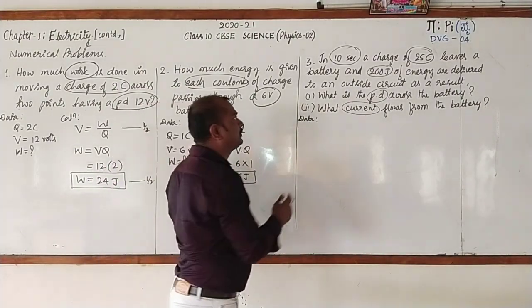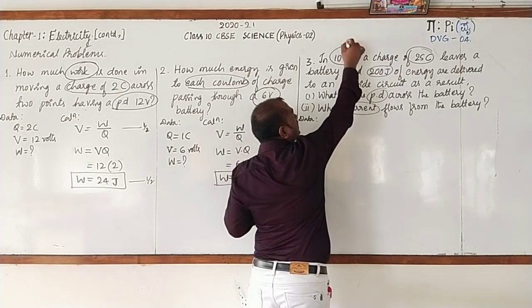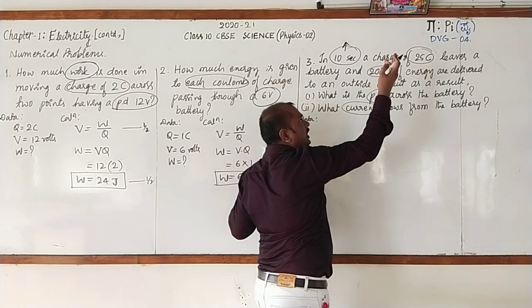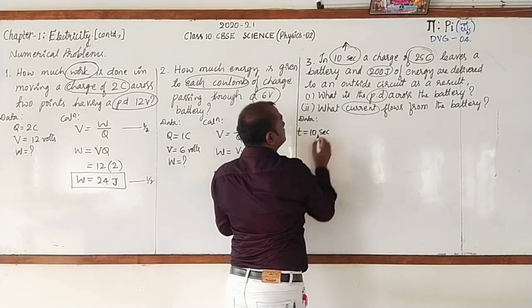This is also a very simple one. First, I go for writing the magnitudes. 10 seconds, what is it? Second is the unit of time. So they have given time. T is equal to 10 seconds.